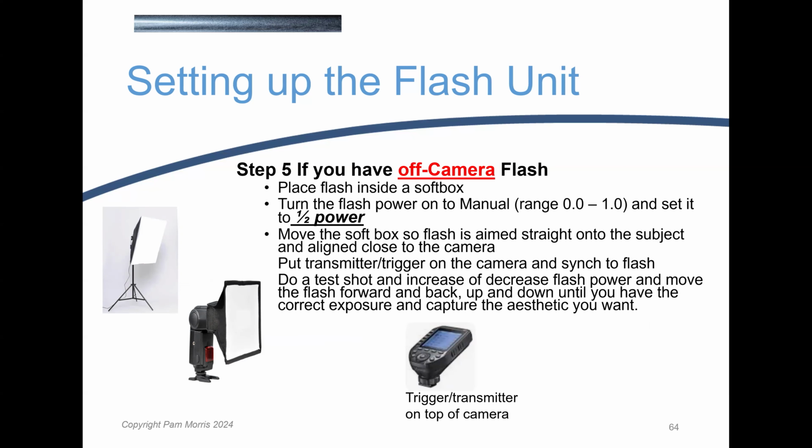If you've got off-camera flash, you do exactly the same thing, but you'll need to have a transmitter on your camera or a trigger to trigger this off-camera flash. In this case, you can see in this softbox on the light stand, the flash is going through it. But if it's off the camera, you need some form of transmitter or trigger on your camera to do that. Again, you start at half power and increase or decrease accordingly.